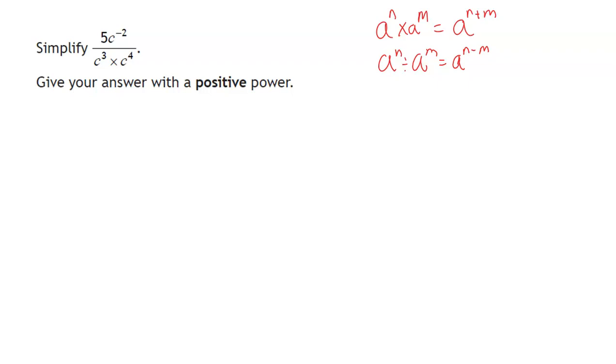You have to make sure you remember not just those two, all the other big index laws. So for example, a to the power of 0 is a 1, square root of a is a to the half, those sorts of things here. But for this question specifically, these two are the big two that come up.